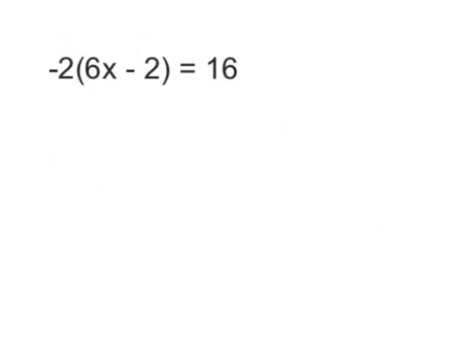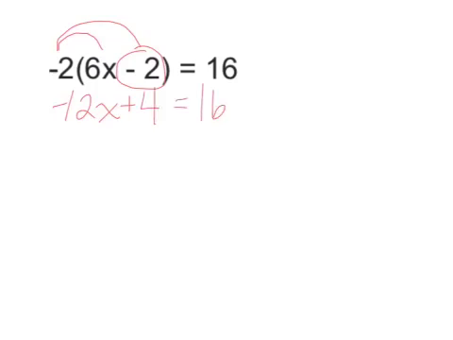Alright, this last problem that we're going to do has 2 different negatives, and this is kind of a place where people struggle. So I'm going to do negative 2 times 6x, which is negative 12x. And then I'm going to do negative 2 times negative 2, which is positive 4. And that's equal to 16. I'm going to go ahead and draw my balance line.